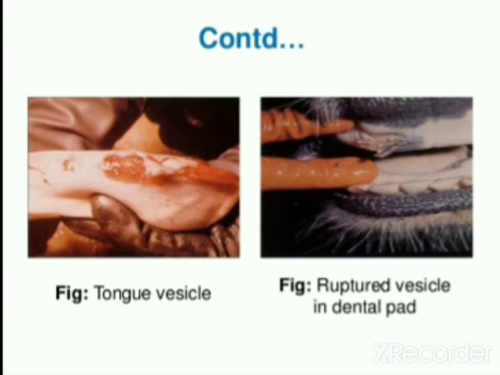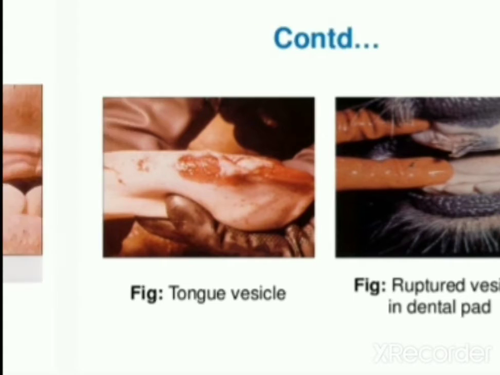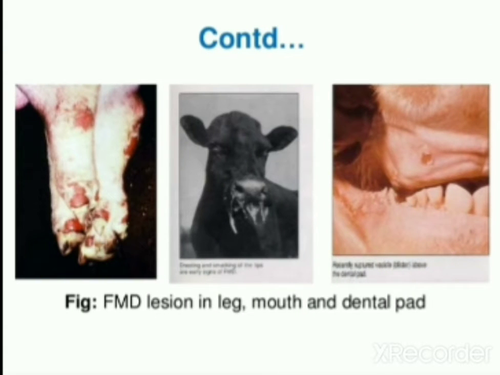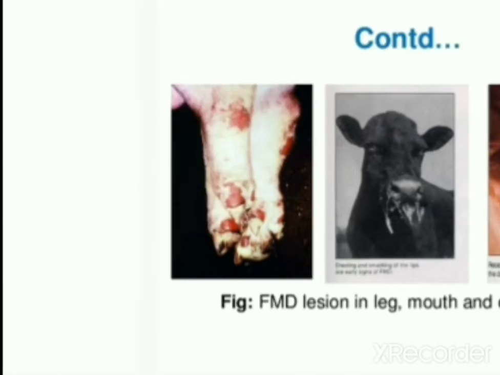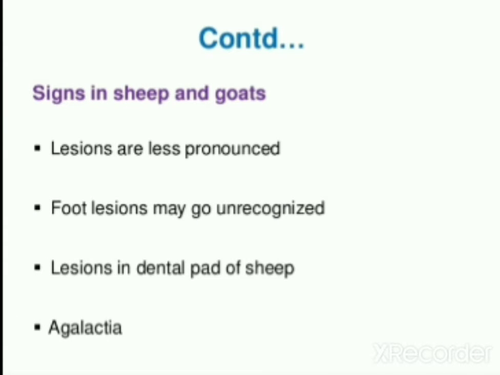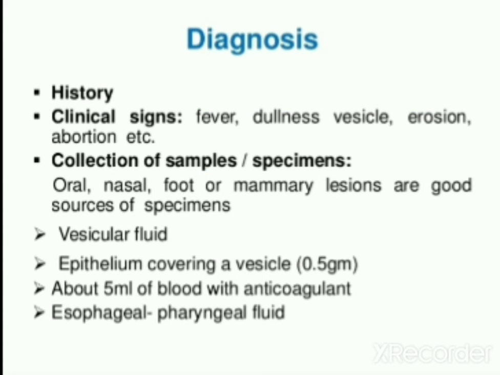Continued: tongue vesicles, ruptured vesicles in dental pads, lesions in leg, mouth, and dental pad. Signs in sheep and goats: lesions are less pronounced. Foot lesions may go unrecognized. Lesions in dental pad of sheep, agalactia.